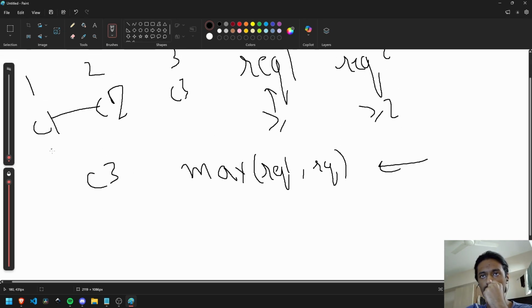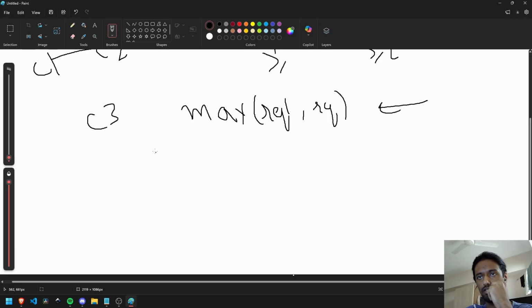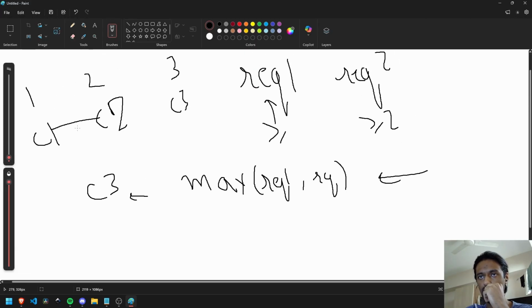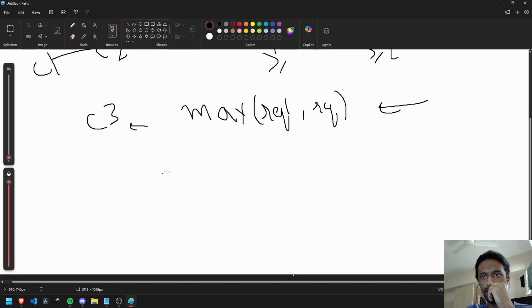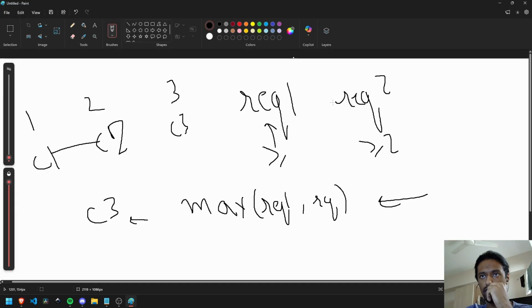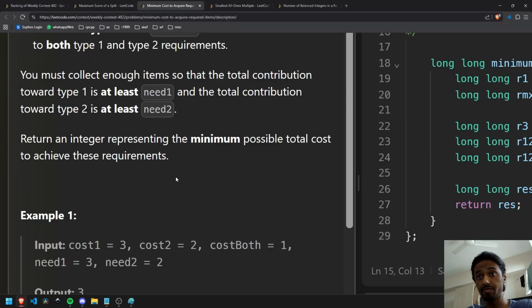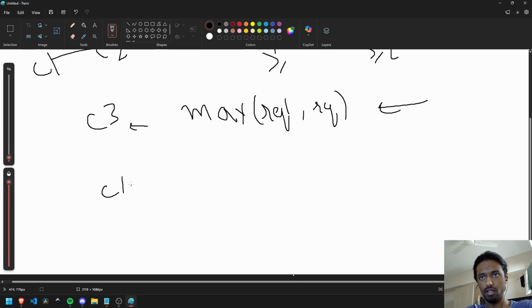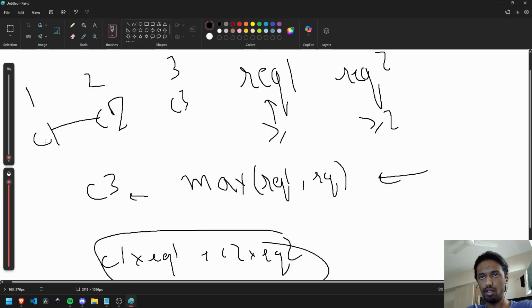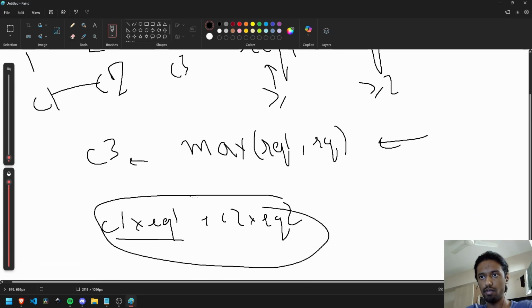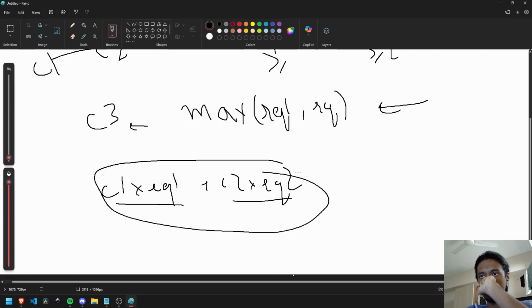For this case, and in another case, there can be a possible solution where, let's say, C3 is some value which is the sum of, let's say, this and this, or slightly greater than that. So here you would observe that if we exactly buy C1 of rec 1 and C2 of rec 2, then we can also fulfill the requirement: C1 into rec 1 plus C2 into rec 2. So if we do this, obviously we will have the rec 1 amount, and since each is C1, we get this cost, and for rec 2 we get this. So this is also a possible division.